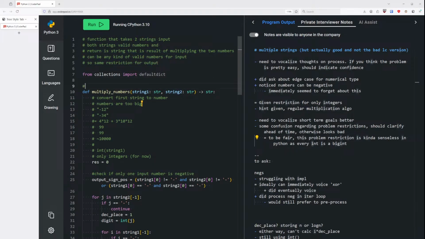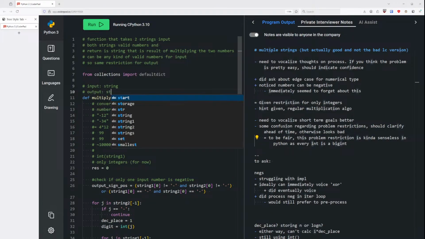And then before you start coding, talk about the types. That's a really good thing to check. What are the input types? For example, input string, output string. When you have these two things coming down, and this is not hard to identify, you just immediately ask yourself about the edge cases.